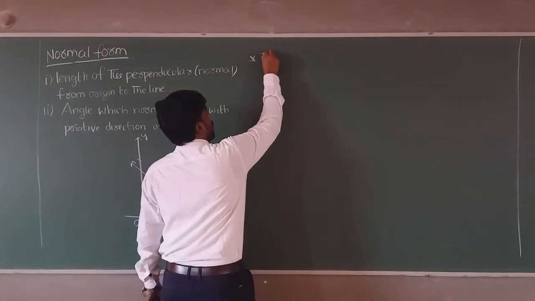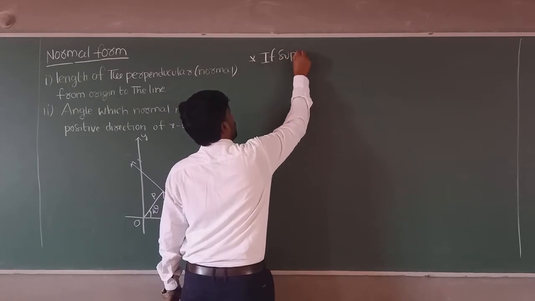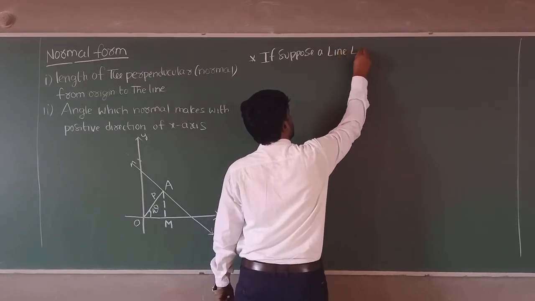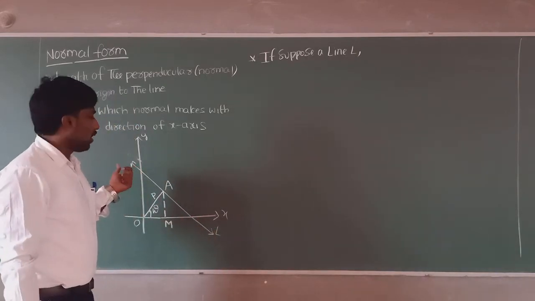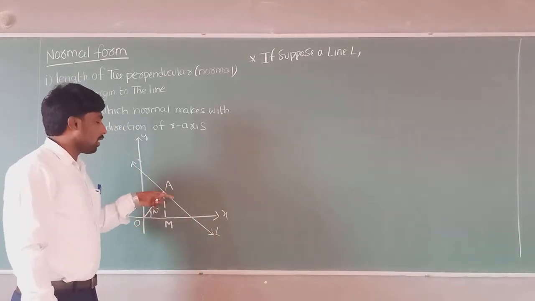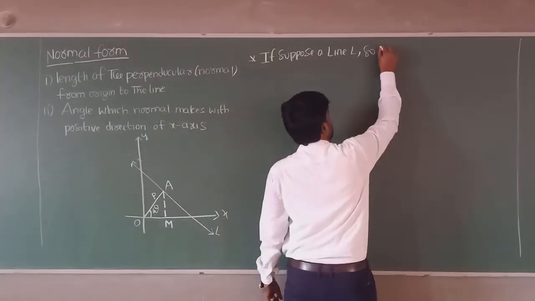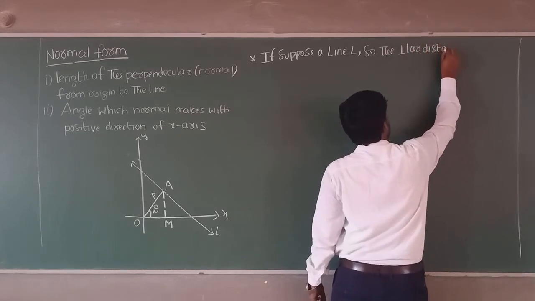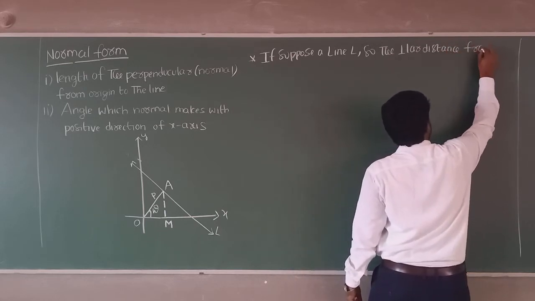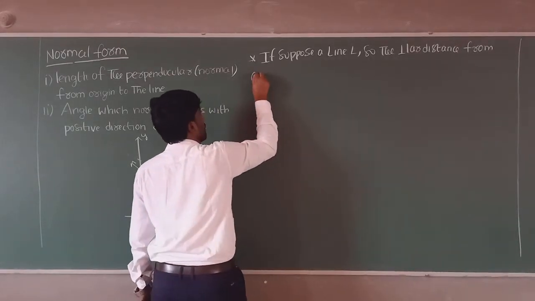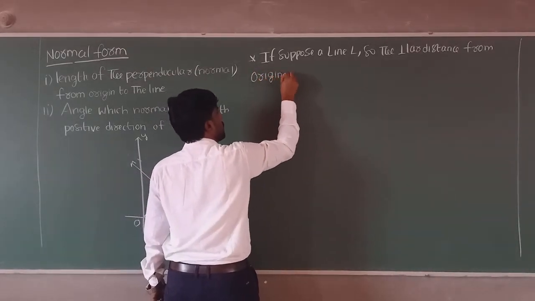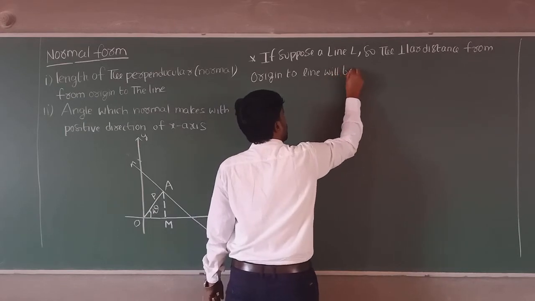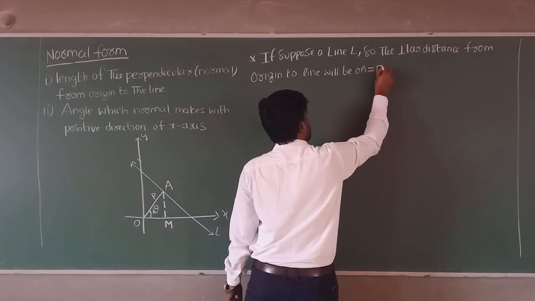Suppose there is a line L, capital L. Now you see here, the perpendicular distance from the origin to the line will be OA, equal to small p. Is it clear, everyone?